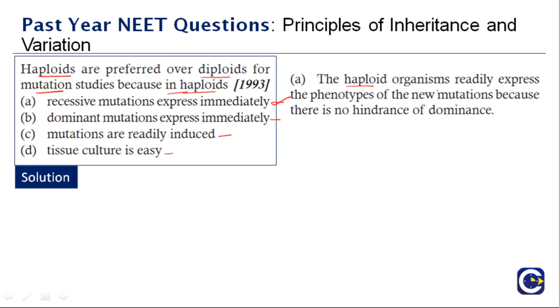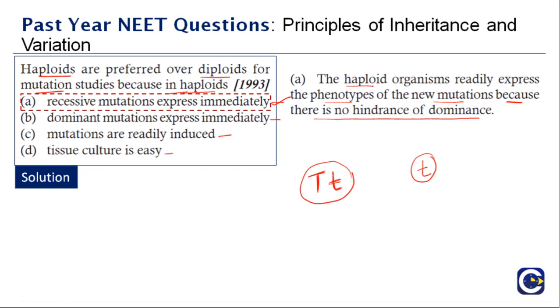The haploid organism readily expresses the phenotypes of the new mutation because there is no hindrance of dominance. For example, if this is the dominant gene and this is the recessive gene, in case of a diploid organism, both of these are present, and the expression of recessive gene is masked by the expression of the dominant gene. However, in haploid organism, there is nothing to mask the expression of the recessive genes. So that is why it is very easy to study these recessive mutations. Right answer is A.